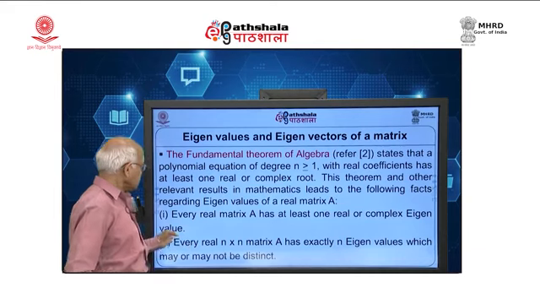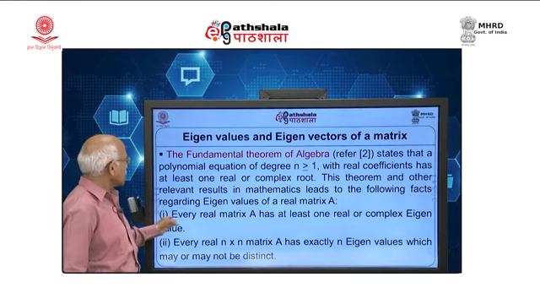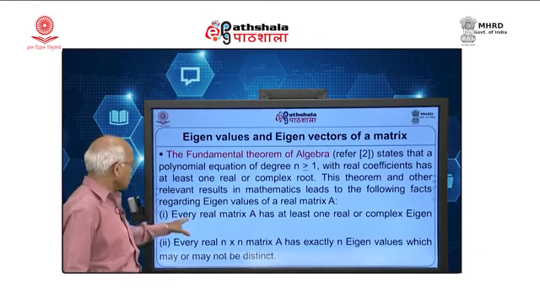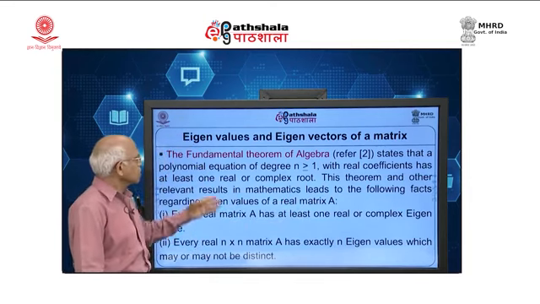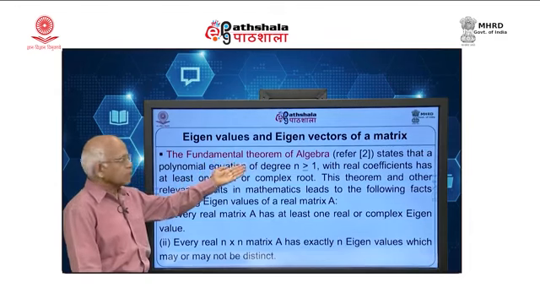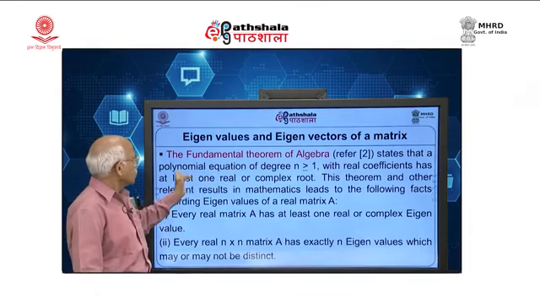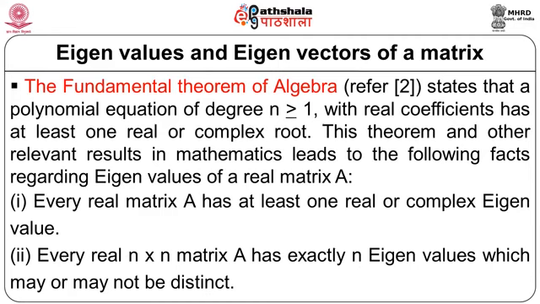So, the first fact about eigenvalues is that because of this theorem we can say that every real matrix A has at least one real or complex eigenvalue, because the characteristic equation is a polynomial equation of degree n greater than or equal to 1, and therefore it has at least one solution, and that is at least one eigenvalue. Then every real n cross n matrix A has exactly n eigenvalues which may or may not be distinct.